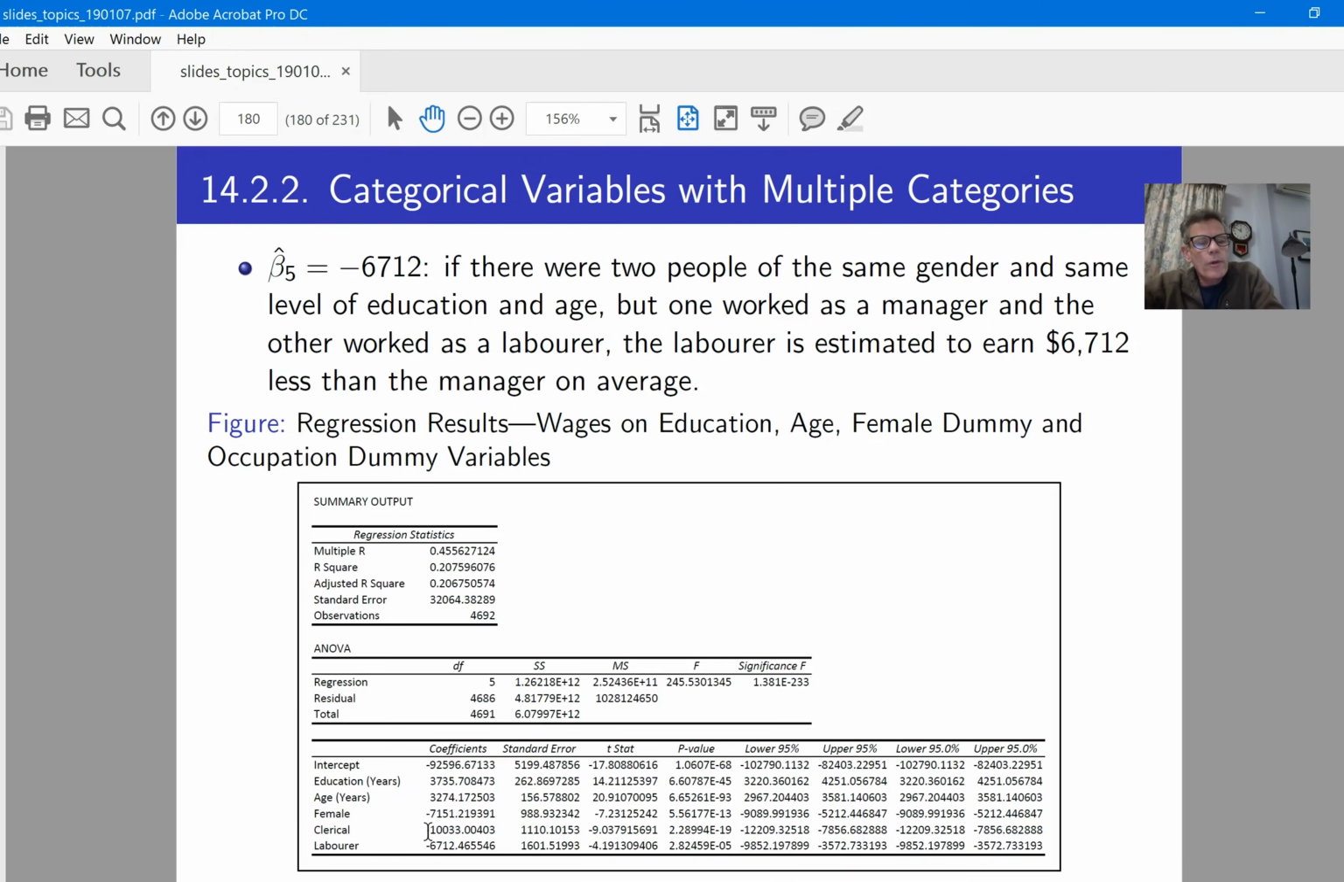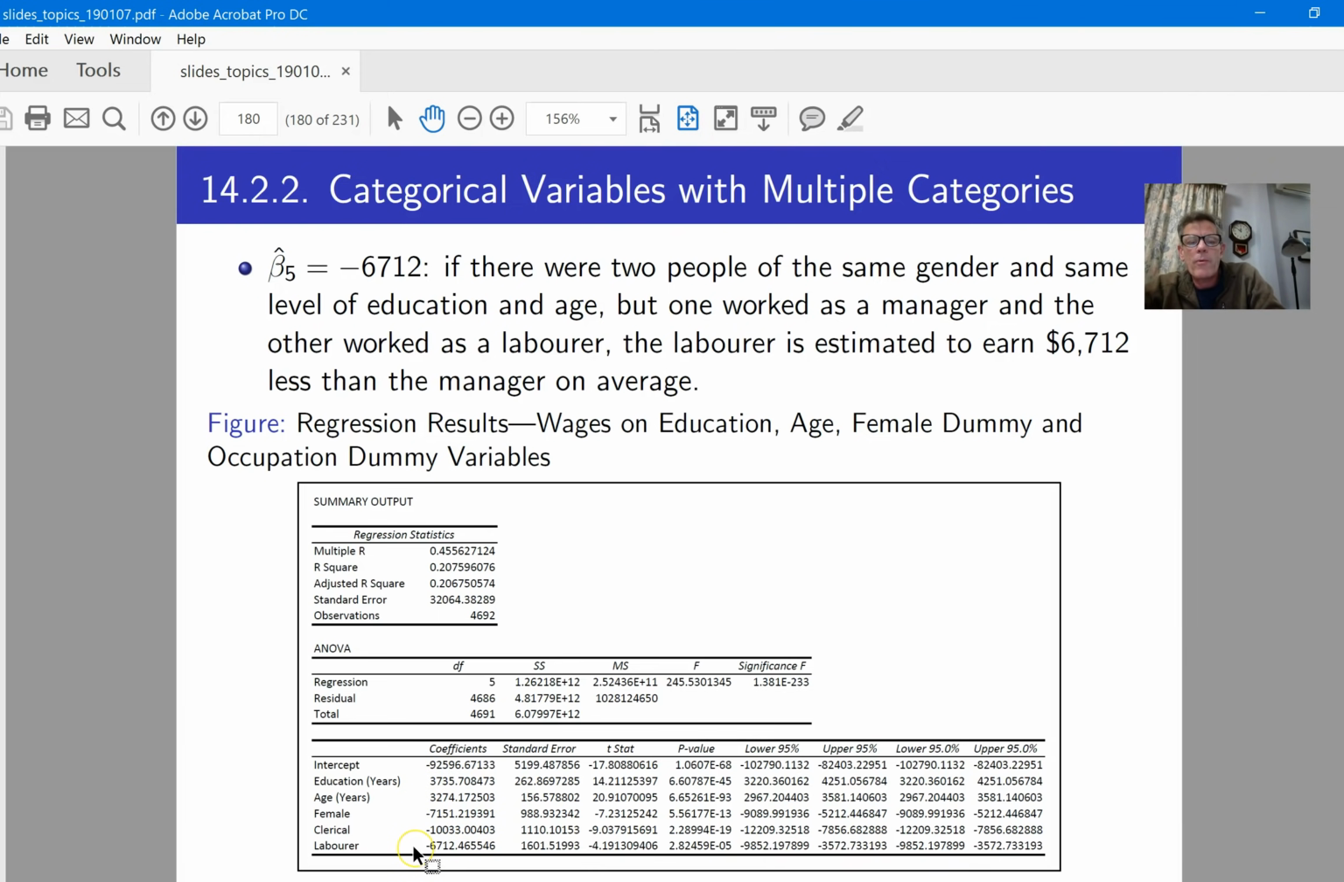These things, if you think about the interpretation, it's not dissimilar to how you look at a 0, 1 binary category, here multiple categories. The category that we're comparing with in each case is managers. So let's take 2 people. One's a manager and one's a clerical job. The clerical person will earn $10,000 less on average for the same level of education, age and gender.